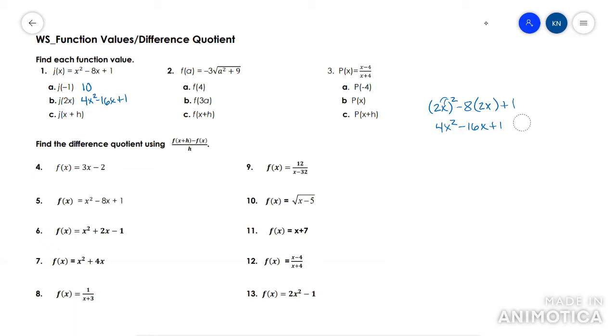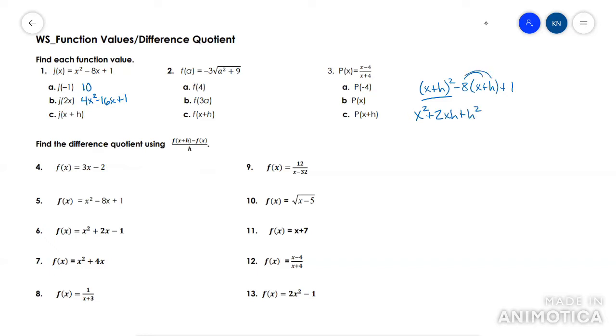All right, now this third one is actually what you're going to be doing when you do the difference quotient. So basically, wherever you see an x, here and here, you're going to replace it with x plus h. So it would look like this. X plus h squared minus 8 times x plus h plus 1. Now this part you'll have to FOIL out, and this part you'll have to distribute. So let's go ahead and FOIL this part out. This is going to be x squared plus 2xh plus h squared.